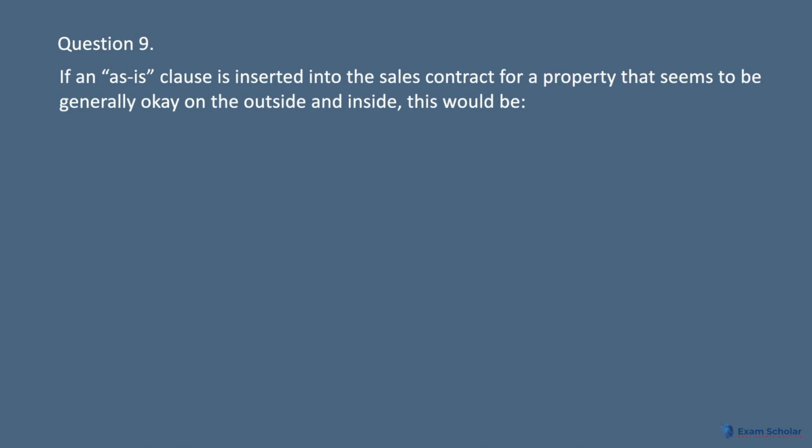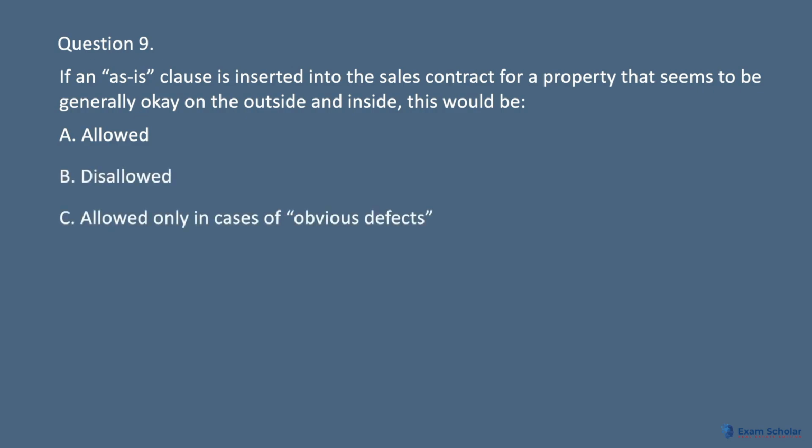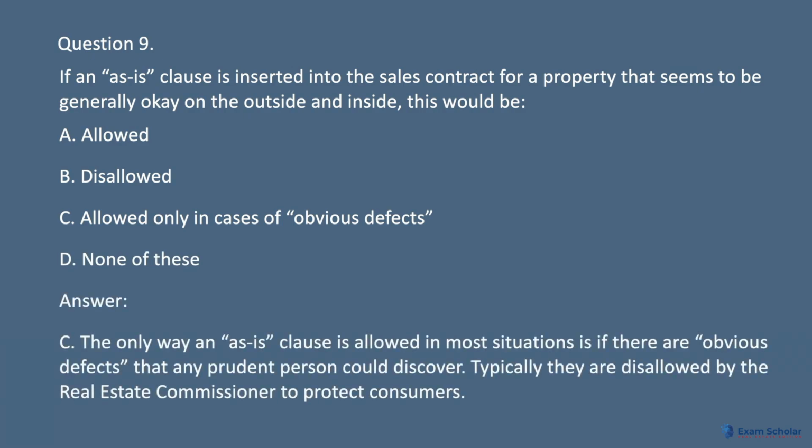Question 9. If an as-is clause is inserted into the sales contract for a property that seems to be generally okay on the outside and inside, this would be A. Allowed. B. Disallowed. C. Allowed only in cases of obvious defects. D. None of these. Answer C. The only way an as-is clause is allowed in most situations is if there are obvious defects that any prudent person could discover. Typically, they are disallowed by the real estate commissioner to protect consumers.